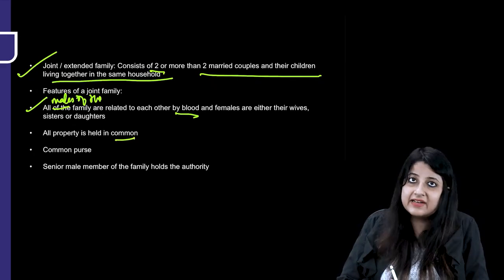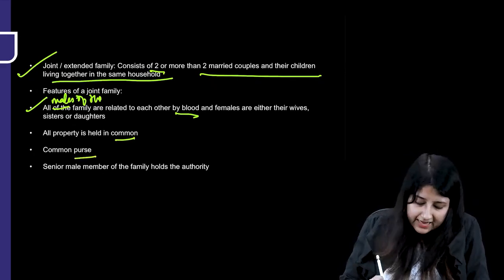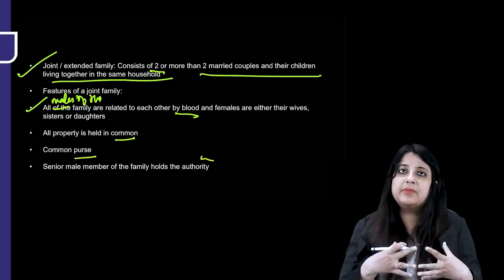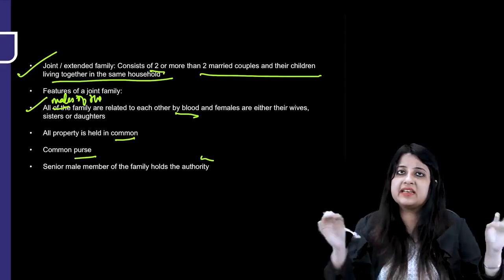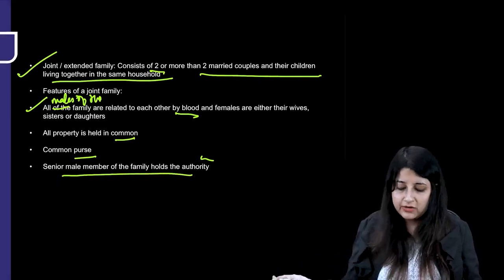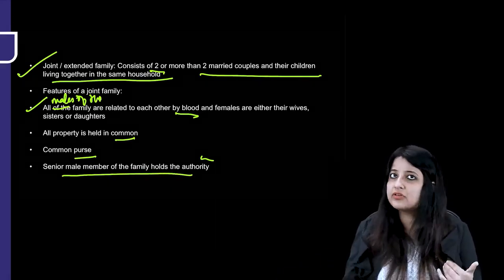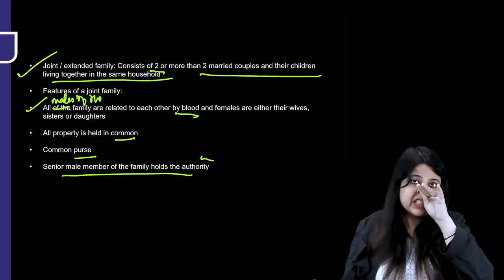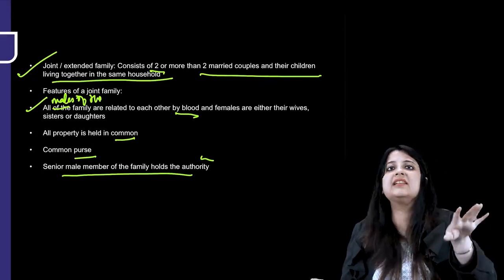All property is held in common. There's always a common purse, like whatever money everybody is earning is going to go into one common purse, and the senior male member of the family holds the authority. He becomes the major decision maker. That happens in the joint family. Okay, automatically the senior most assumes the role.